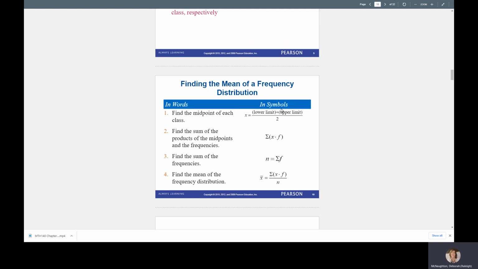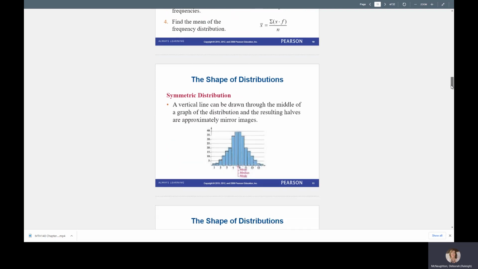So what we do is we find each midpoint. Remember, we already did this. We take the lower limit plus the upper limit divided by 2. Then we create another column where we multiply that midpoint times the frequency column. And then we sum all of our frequencies. To calculate our mean, we take the sum of that X times F column and divide it by N. When we do this in Excel, it'll make a lot more sense. You guys will see it.